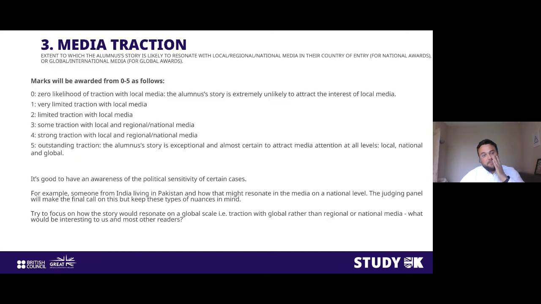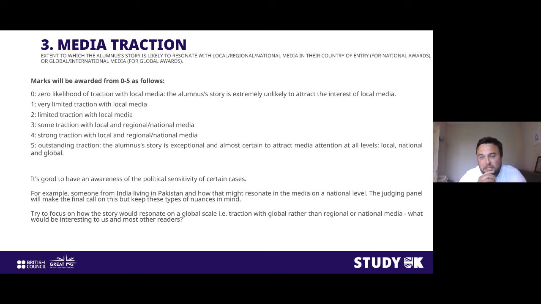Next, media traction. So this is the extent to which your story is likely to resonate within local, regional, national media in your country for the national awards, and then also thinking globally, how global or international media may have picked up on your work or your achievements. So marks are awarded here between 0 to 5 again.